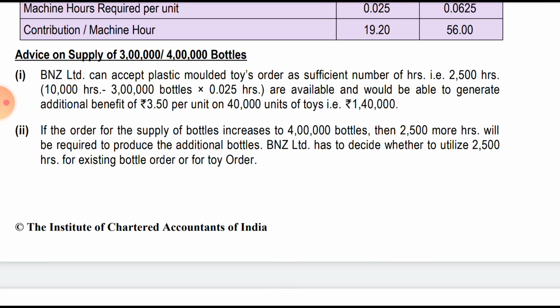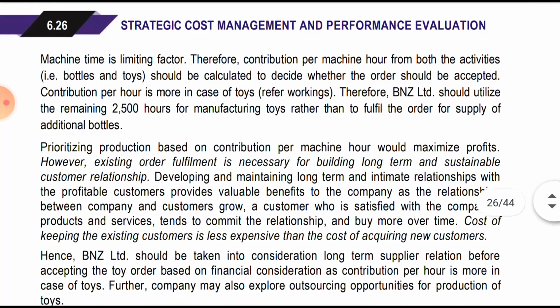So if the order of the supply of the bottle increases to 4 lakh bottles, then 2,500 more hours will be required to produce the additional bottles. BNZ has to decide whether to utilize 2,500 hours for the existing bottle or for the toy order. The machine time is the limiting factor, therefore the contribution per machine hour from both activities should be calculated to decide whether the order should be accepted.